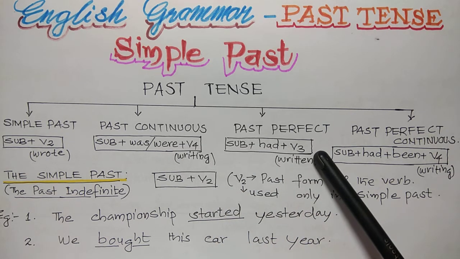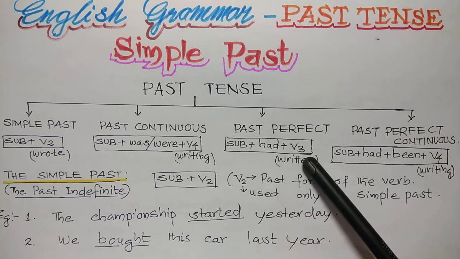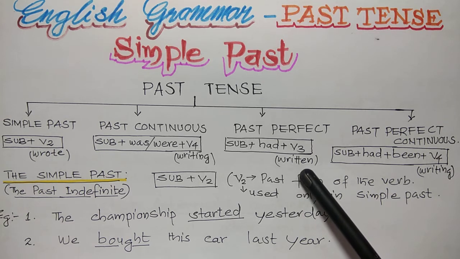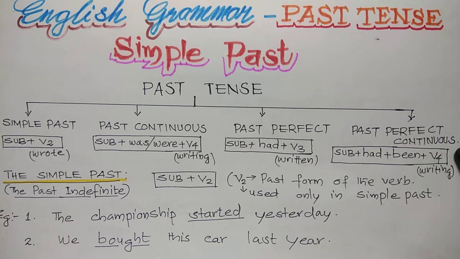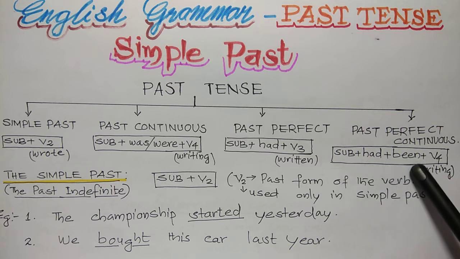If it is singular, then we use was, and if it is plural, we use were. Past perfect. The structure is subject plus had plus V3. The V3 form of the verb write is written. That is the past participle form of the verb. Past perfect continuous. Structure: subject plus had plus been plus V4. V4 is the ing form. That of write is writing.